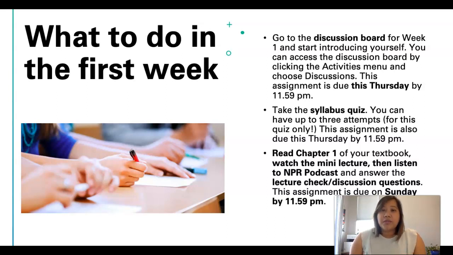And then what you will need to do next is to go to the syllabus and take the syllabus quiz. Sorry, not go to the syllabus. Go to the quizzes and take the syllabus quiz. Only for this quiz, you can have up to 3 attempts. And this assignment is also due this Thursday by 11:59 p.m. Since you have up to 3 attempts, I'm just going to take the attempt that has the highest score. And this is a very easy way for you to gain 10 points right off the bat at the beginning of the semester.